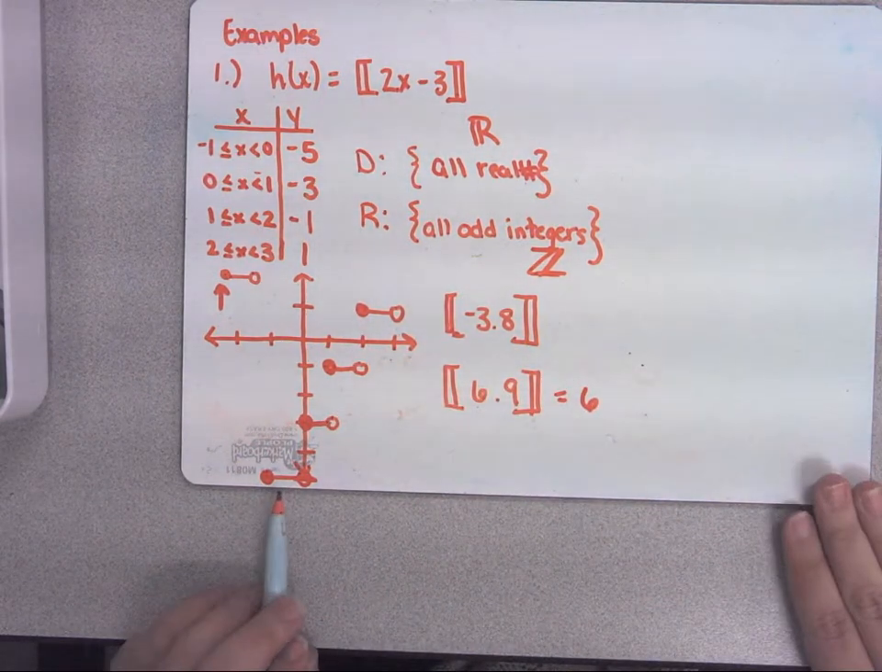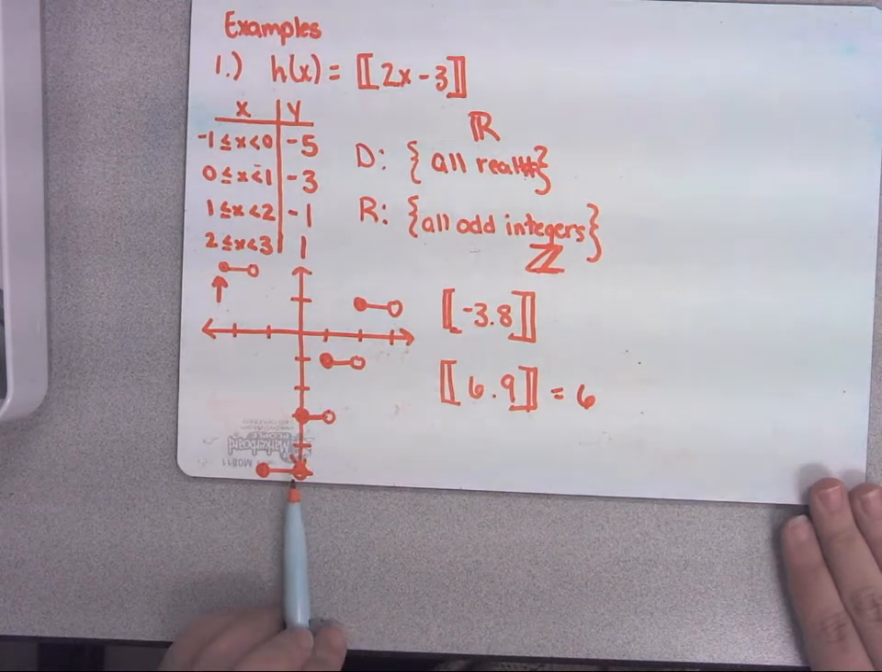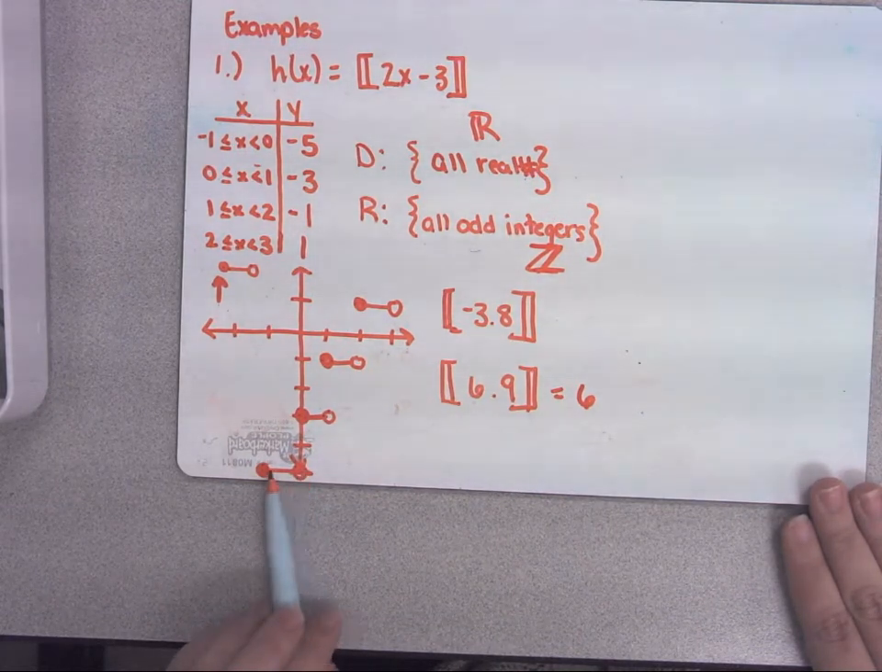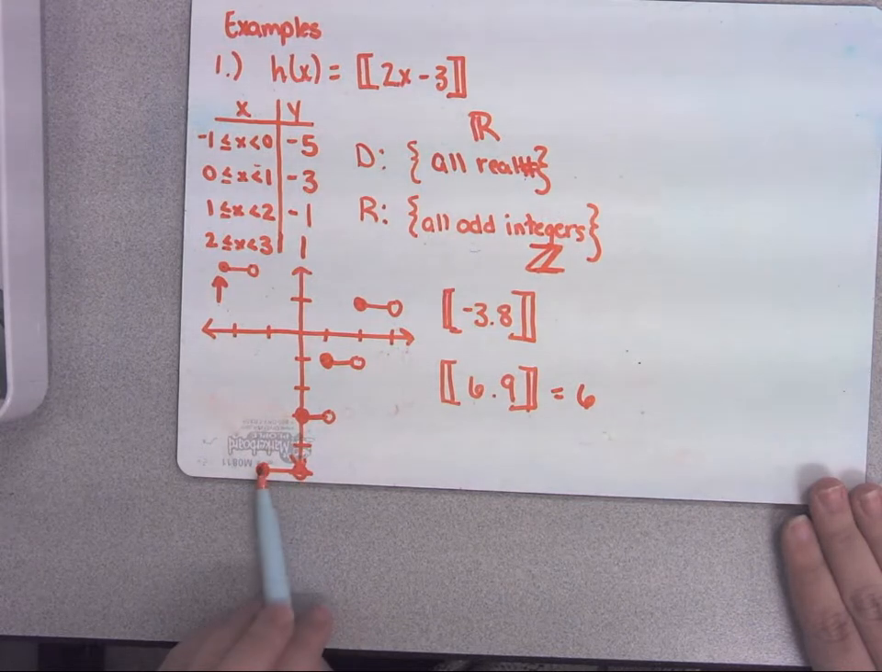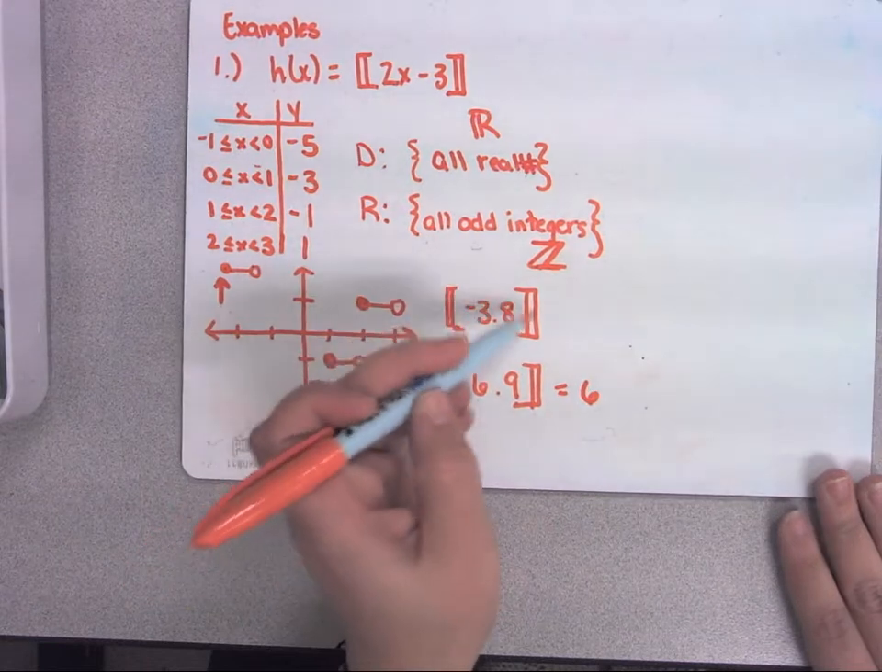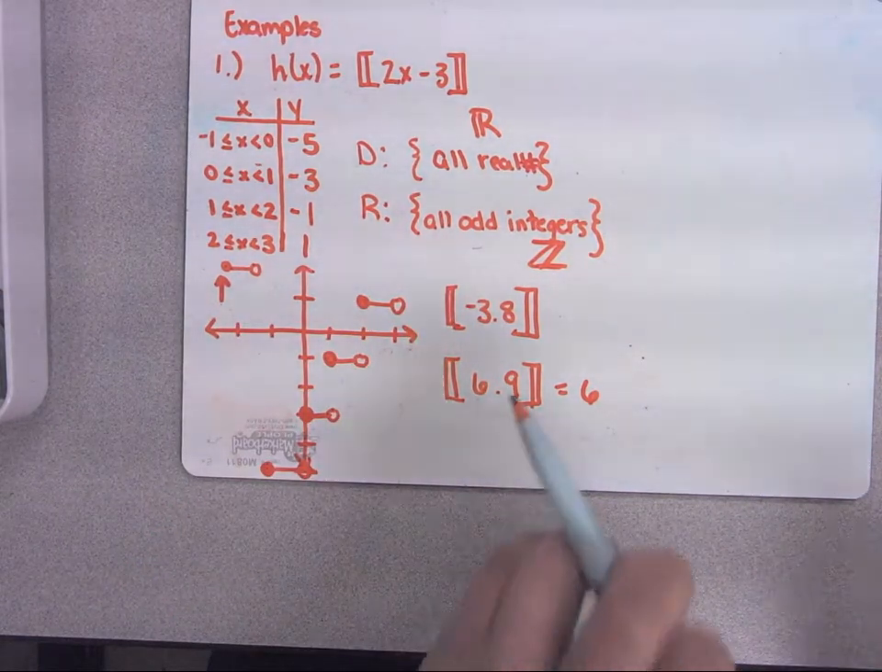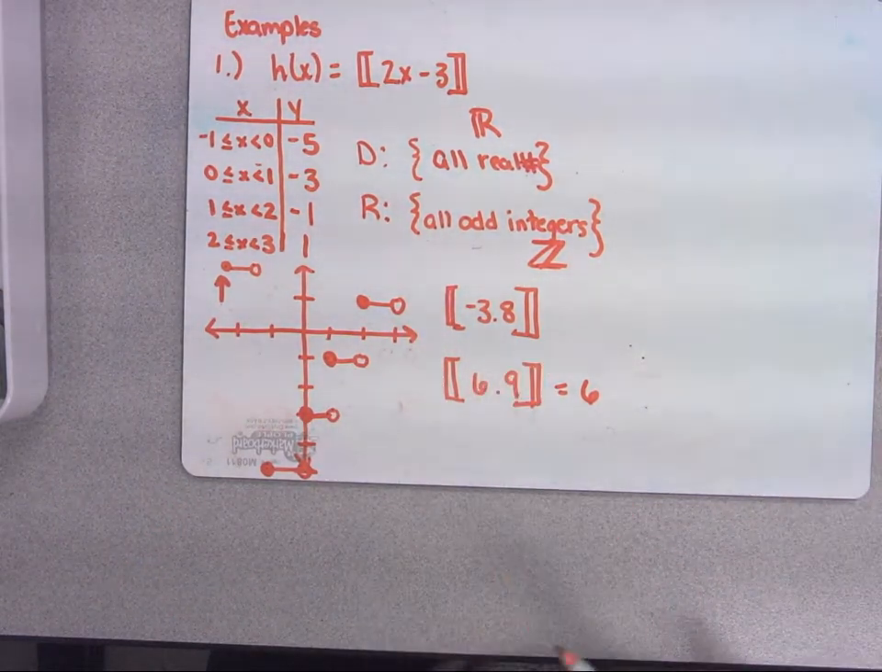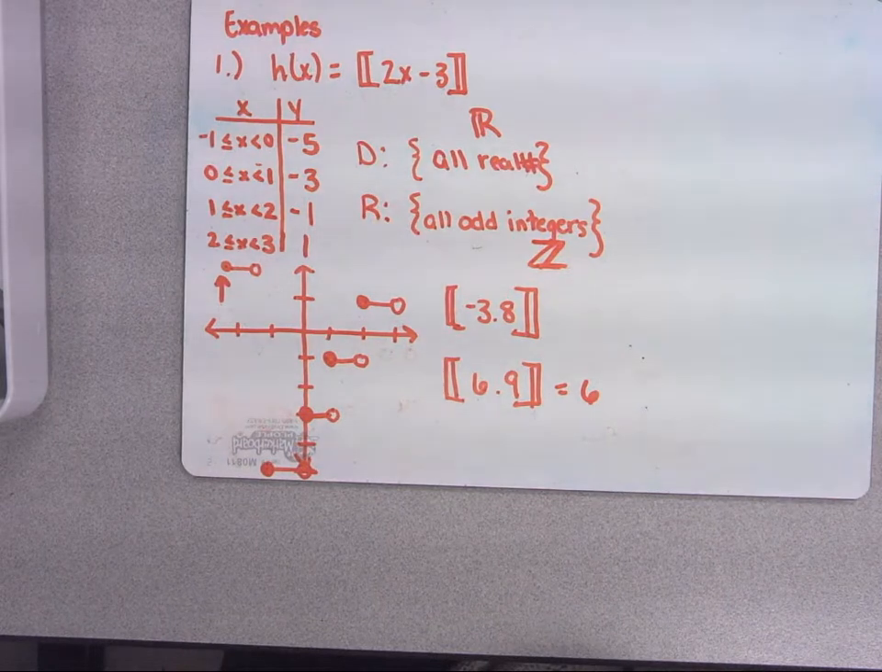Okay. With negatives, it's the same thing. It just feels wrong because it's backwards. All my 0 answers, anything between 0 and -1, our answer went to -1. So with negatives, you're basically rounding down. So -3.8, Jace, what do you think the answer is going to be? Correct.